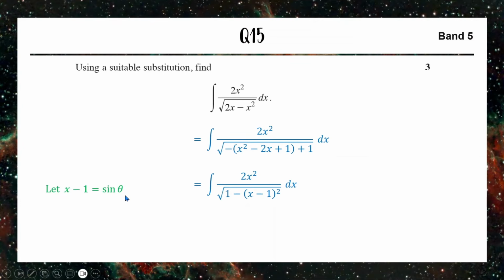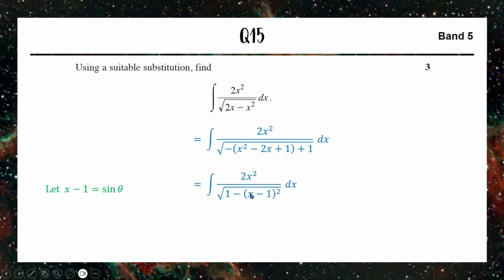Or x minus 1 equals cos theta could also work, but I'm going with sine theta for today. Now, why is that clever? Because underneath here, 1 minus sine squared, using our knowledge from the advanced course and the trigonometric identities, is going to be equal to cos squared, which is going to simplify with the square root. So it's a very, very clever substitution.